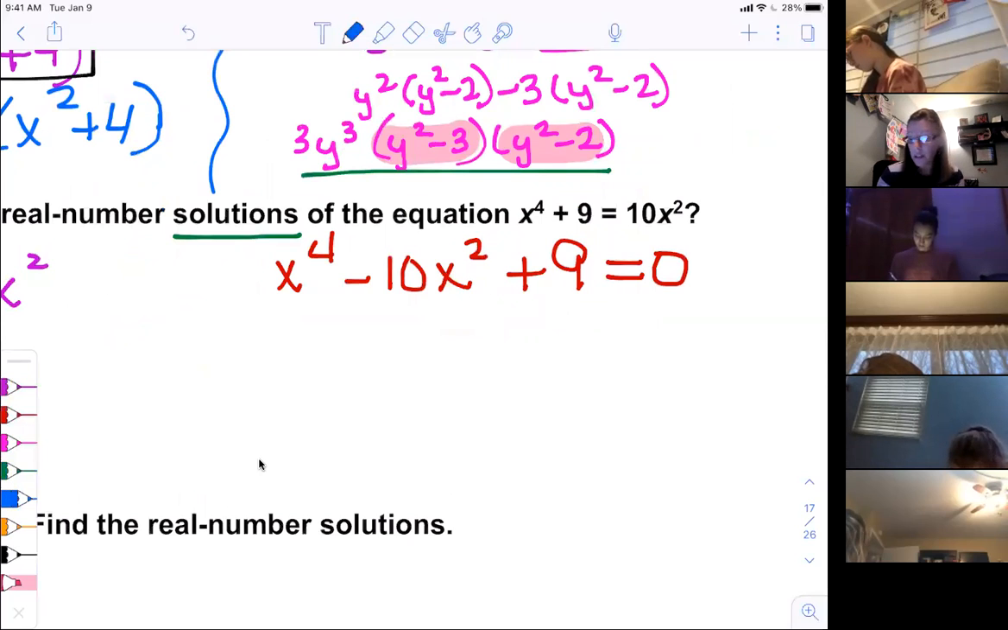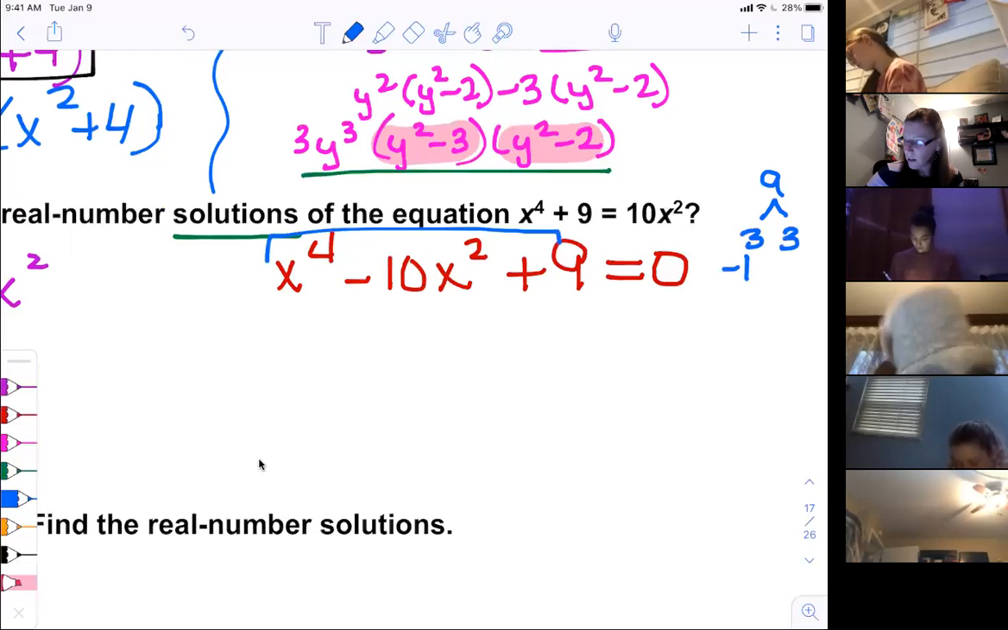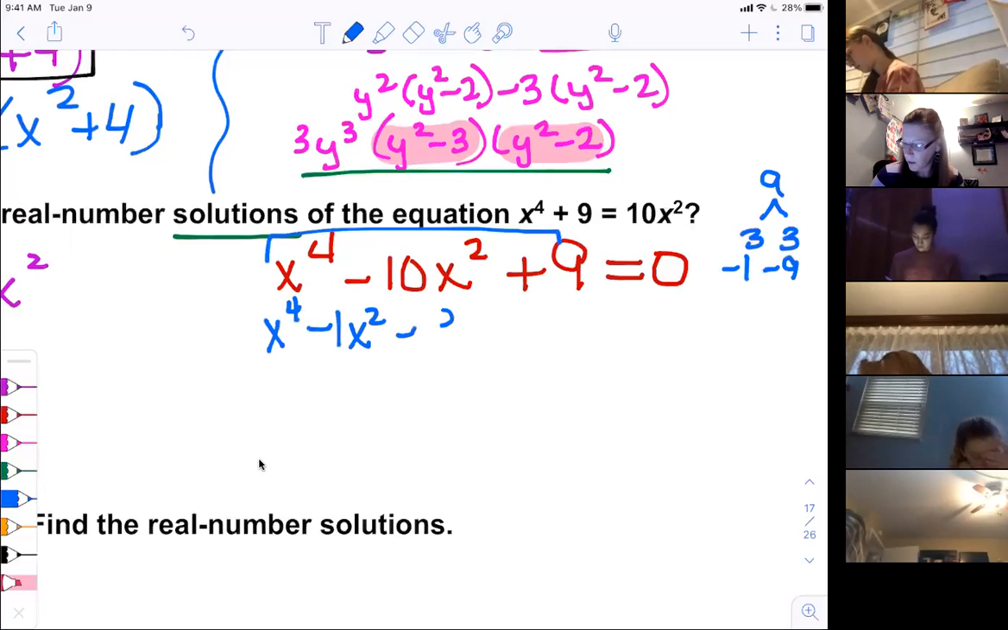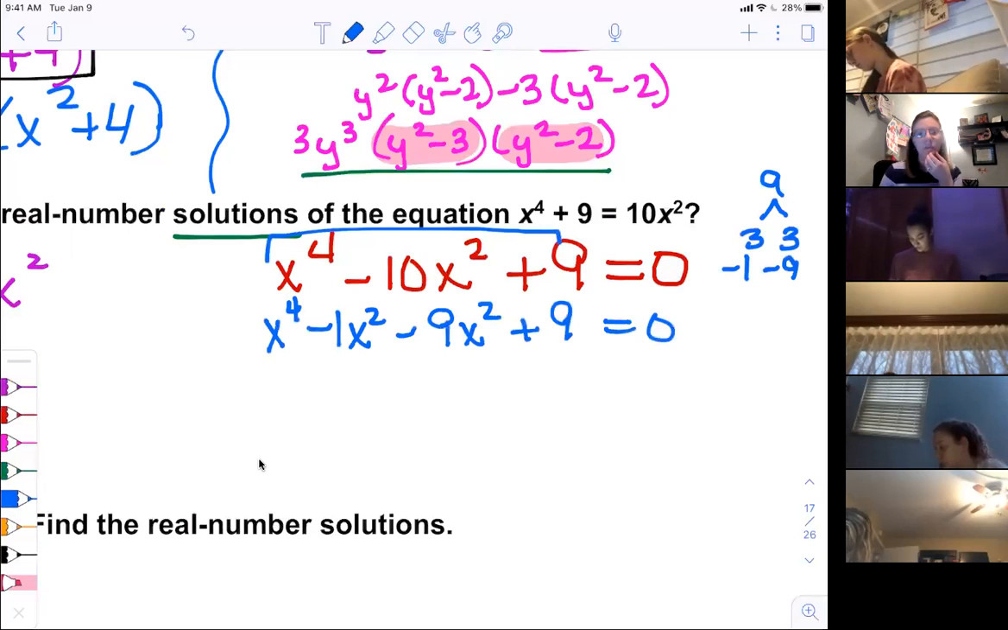So now, just like the one we did above, it's a trinomial, and we have a 9. We know it could be 3 and 3, but that doesn't give us negative 10. So it's going to have to be a negative 1 and a negative 9, to make negative 10. So x to the 4th minus 1x squared minus 9x squared plus 9 equals 0. So this is factor by AC grouping.